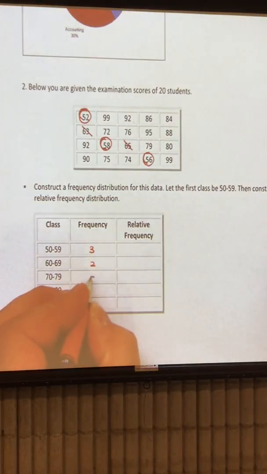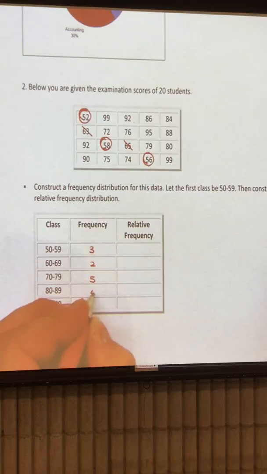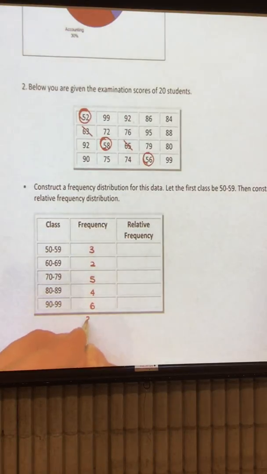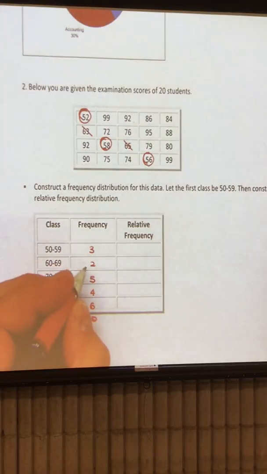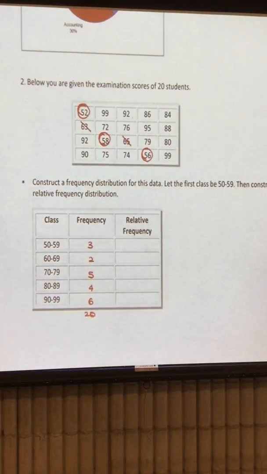70-79, we have 5 observations. 80-89, we have 4, and 90-99, we have 6, for a total of 20 observations. You can double check. 3 plus 2, 5, plus 5, 10, plus 4, 14, plus 6, 20.